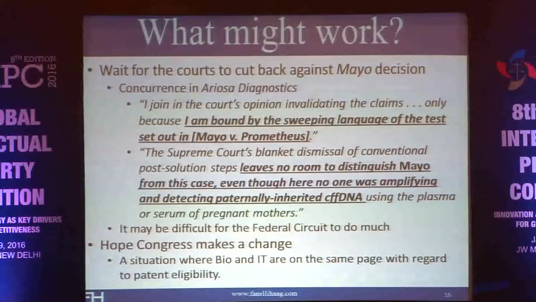The concurrence that we heard about a minute ago from Judge Lynn said that I'm bound by this sweeping language. I don't like Mayo. I really don't like to do this. The other interesting thing that came out of that was this wasn't a routine, conventional activity to look for the cell-free fetal DNA. It was something that no one had done. So taking that view of it might allow the Supreme Court to not go back on itself too much, but simply say, well, we said it isn't something routine and conventional. This wasn't routine to do this type of activity, so that may be enough to help them fix what they've done, I think. However, the Federal Circuit doesn't appear to be able to do a whole lot right now.